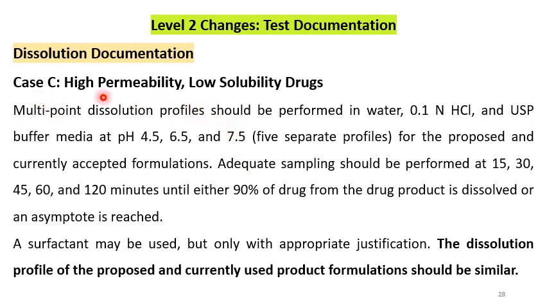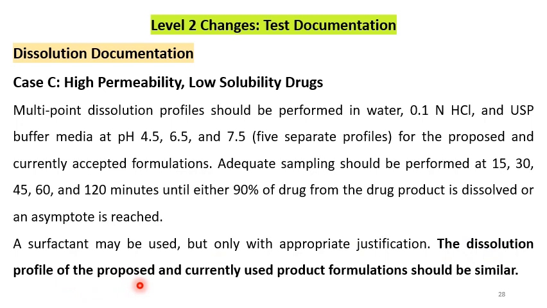Then case C, high permeability, low solubility drugs. This is the case of class 2 drugs. Multi-point dissolution is required in water, 0.1 normal HCl, and USP buffer media at pH 4.5, 6.5 and 7.5. So separate profiles will be there. These will be 5 profiles and other things are the same.